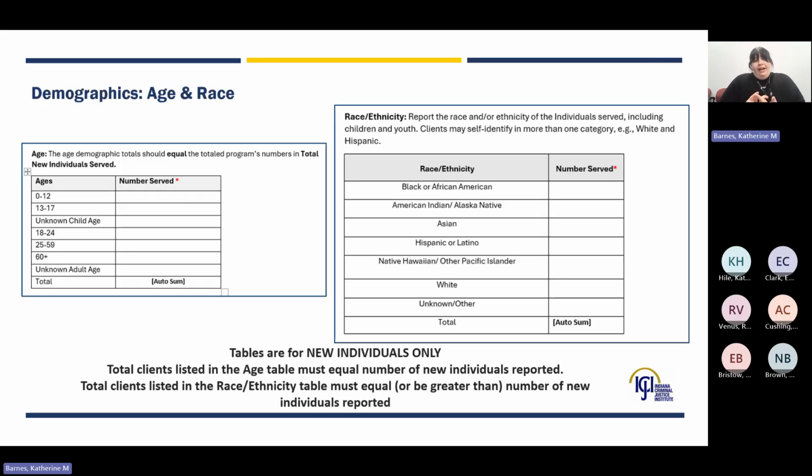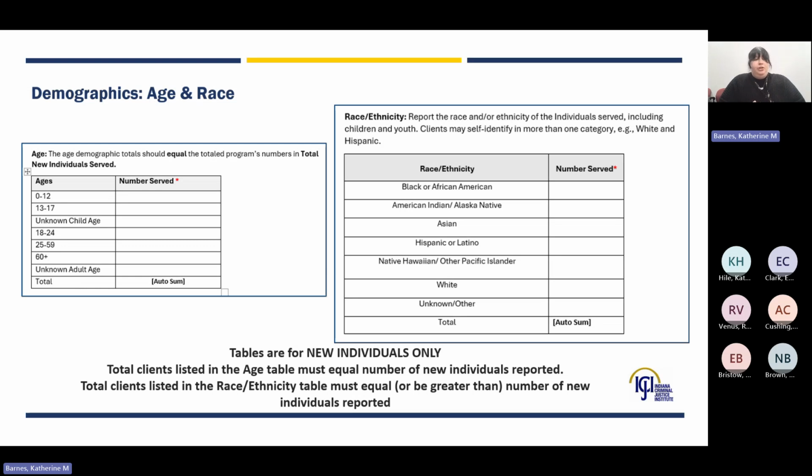So next we have our age and race demographic tables. These should be for new individuals for this reporting period only. So new SAVAF funded clients only. You'll have the age table, which of course has the options listed there. And the number that auto sums at the bottom should total your new clients. So you shouldn't have more or less.